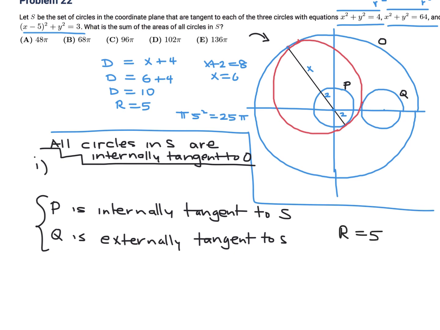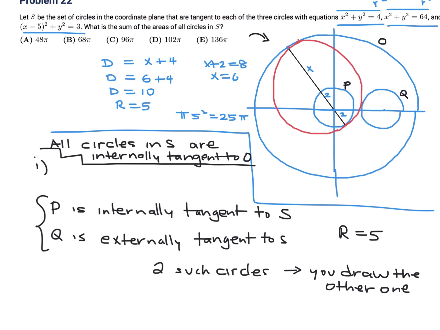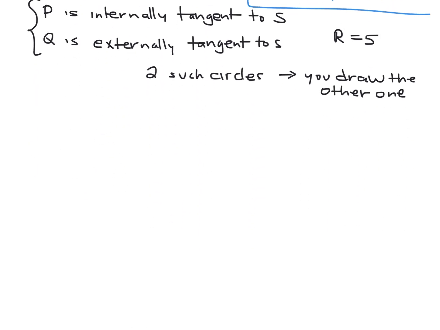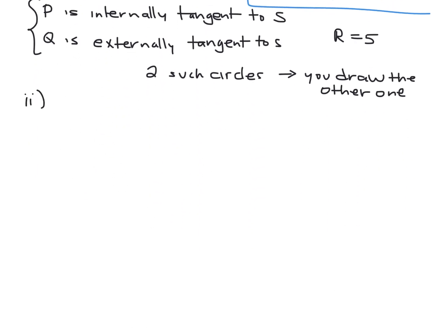But here's the thing. There are 2 such circles. So let me meet you halfway. I drew one, you draw the other one. I think that's a pretty good compromise. Okay. All right. So I think that we've agreed there. Okay, so now we got scenario number 2, scenario number 3, and scenario number 4.